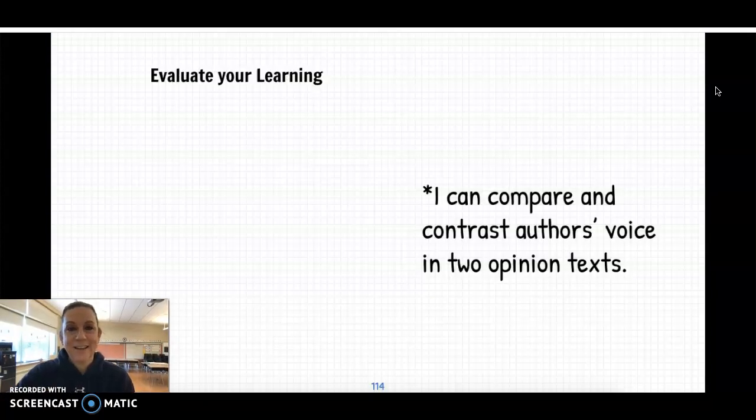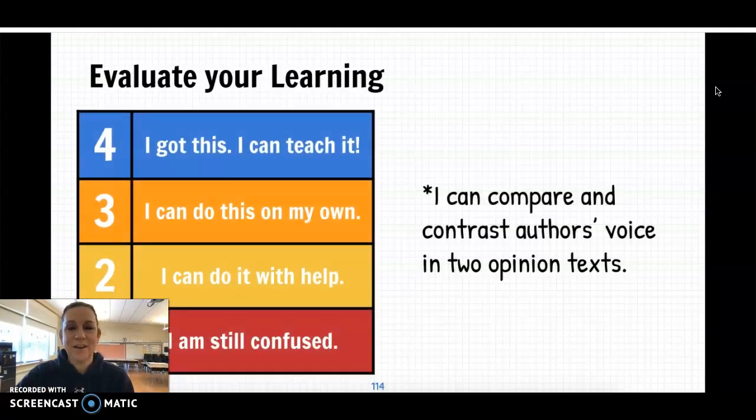All right. Here is how you're going to evaluate. 3, I've got it, I can do this on my own. 2, I can do it with help. Or 1, I'm still confused. So, I can compare and contrast author's voice in two opinion texts. And all you have to do is break it down, just like we did.